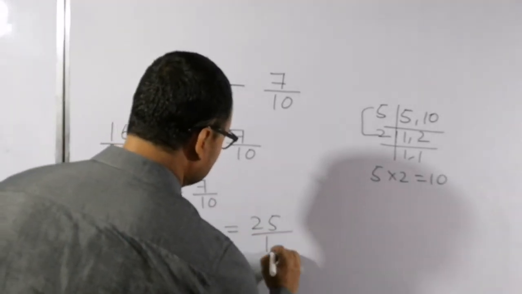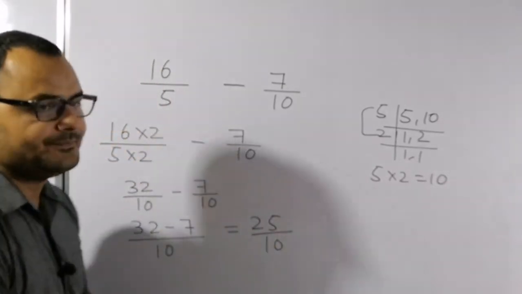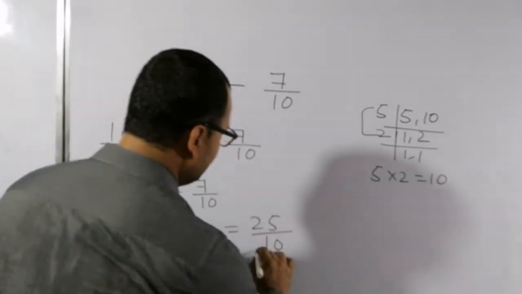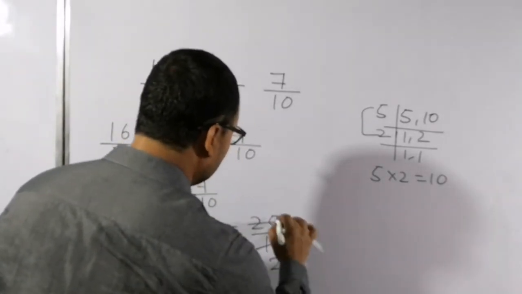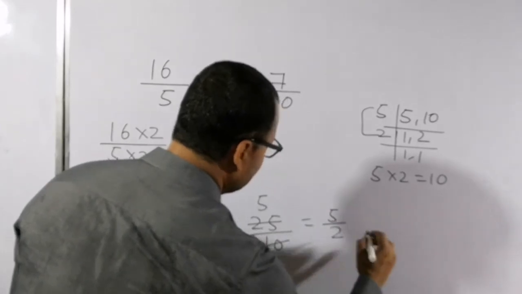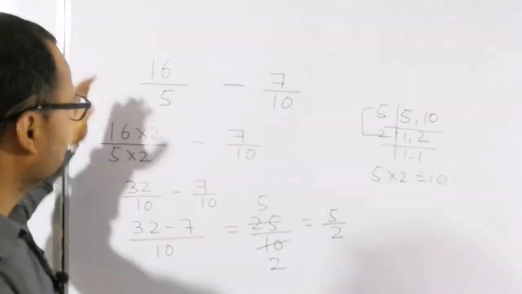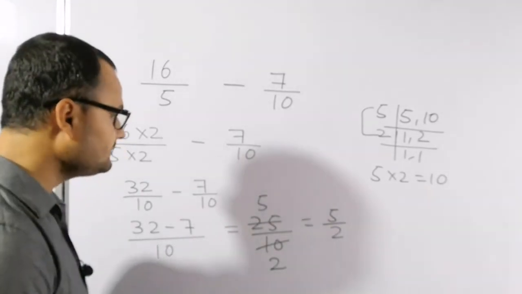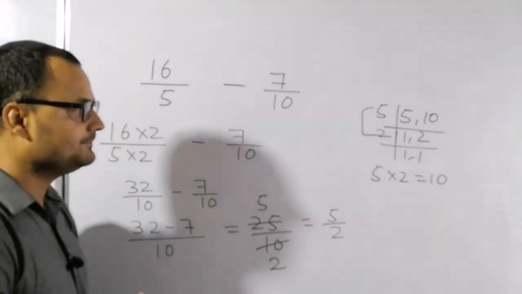But this we can simplify. The answer should always come in the least form. Then 5 number table, 5 2s are 10 and 5 5s are 25. So we got the answer as 5 by 2. So this is the subtraction of unlike fractions. Hope it's clear for you.